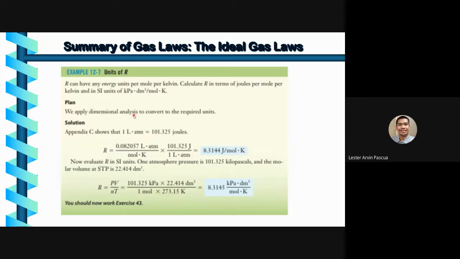Kasi we know that 1 liter atmosphere is equal to 101.325 joules. So pag ginamit mo yun as conversion, makuha mo itong another version of your R, your gas constant. It's 8.3144 joules per mole Kelvin. Again, this is just equal to yung number kanina. Magkaiba lang sila ng units. So, depende sa given mo, you can make use of these different values. No? Yeah. Just make sure na magka-cancel out ng units mo.